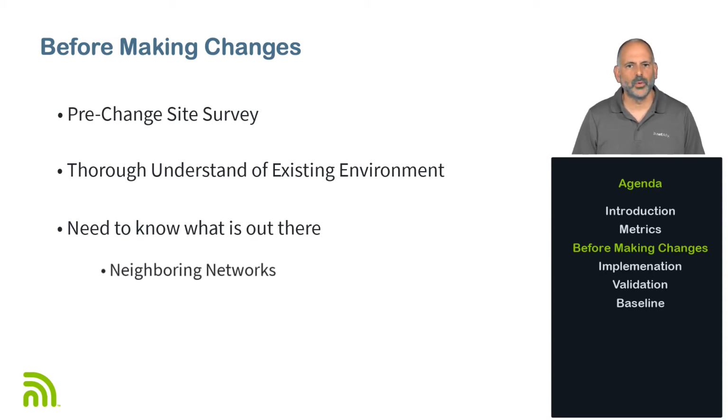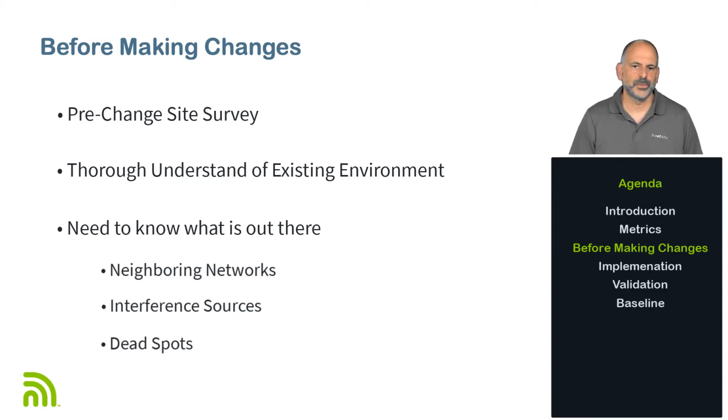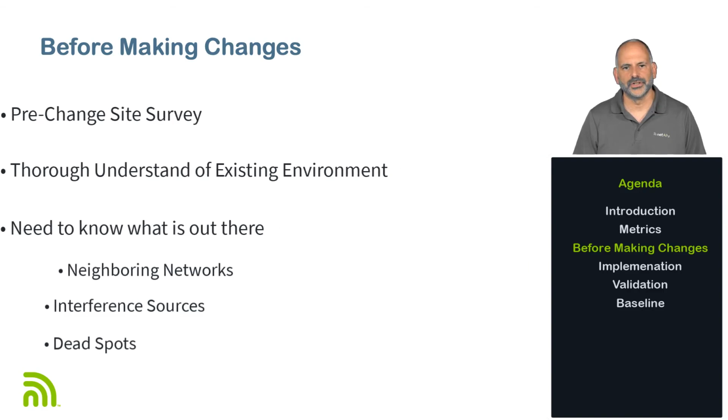Knowledge of neighboring networks, interference sources such as microwave ovens and wireless cameras, and identified dead spots can be incorporated into the design to ensure the desired performance and coverage are provided. Without knowing what we have, it's virtually impossible to come up with a good design. Knowing where coverage is lacking and where providing higher performance is required is key to making good design decisions.